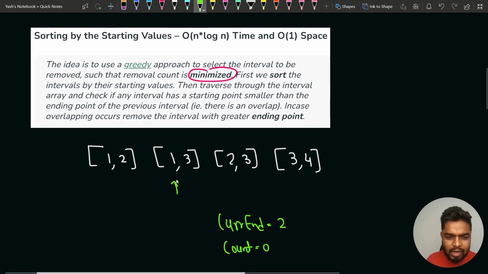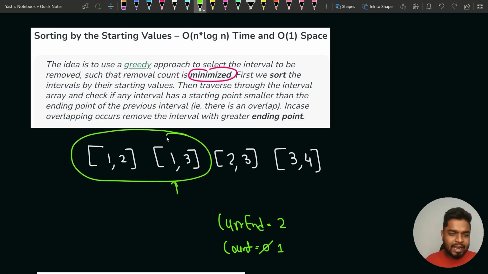I see that this interval has got a starting which is lesser than my ending. So the current ending is 2, the interval is ending at 2, but the next interval, that is the ith interval, is starting from 1. So this means that there is an overlap. Since there is an overlap, I need to increase my counter. I'll increase my counter to 1. Now I can observe that this is an overlap.